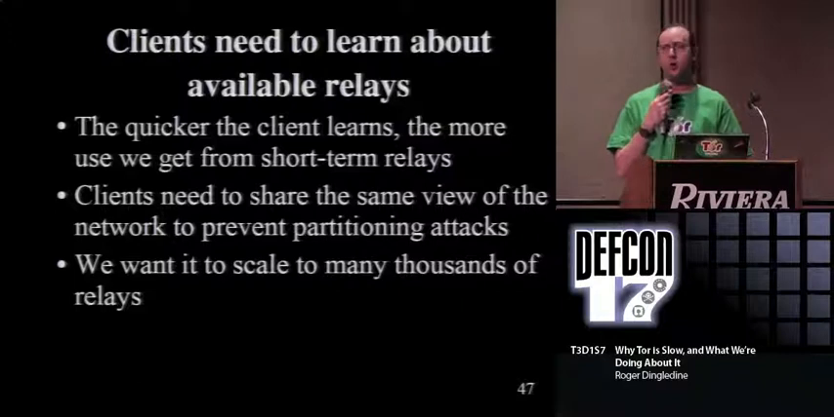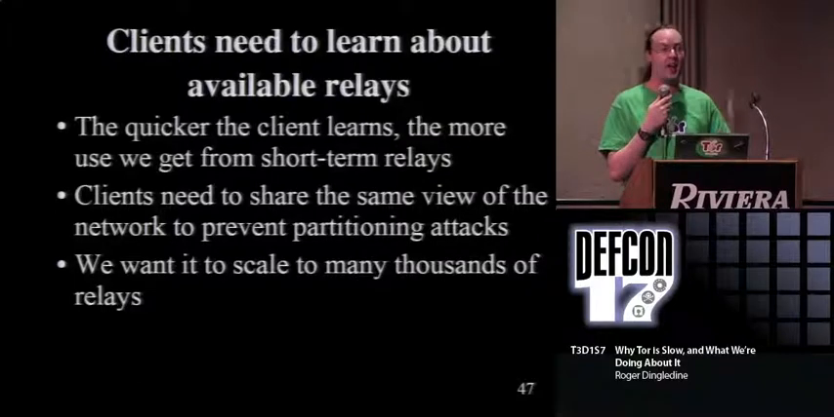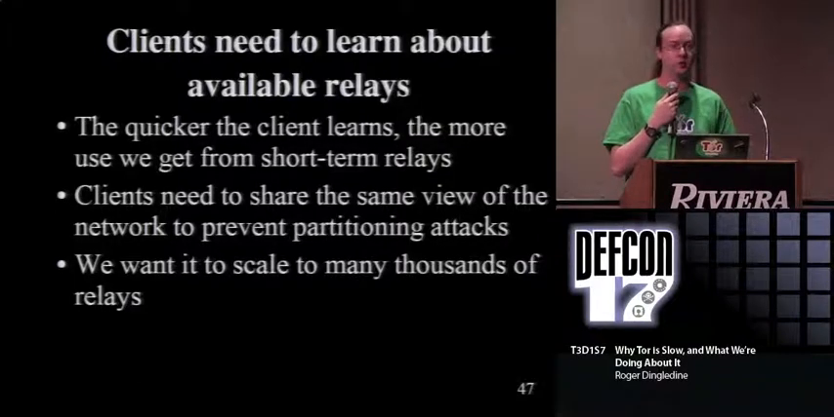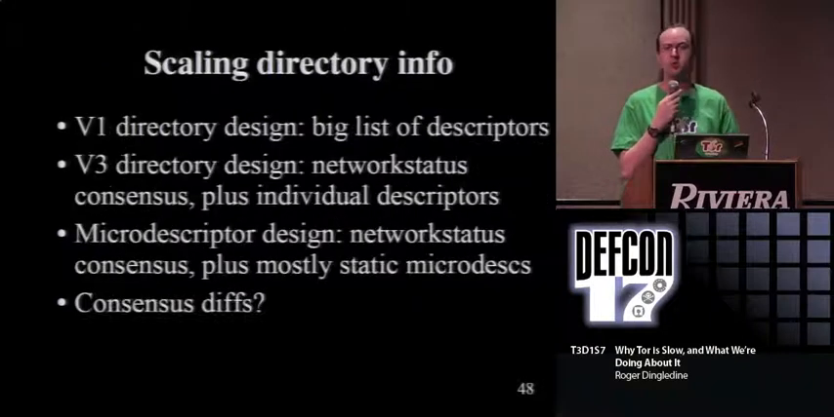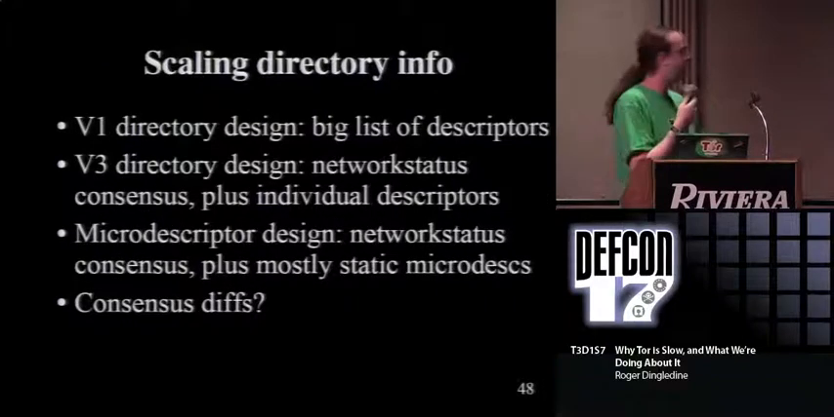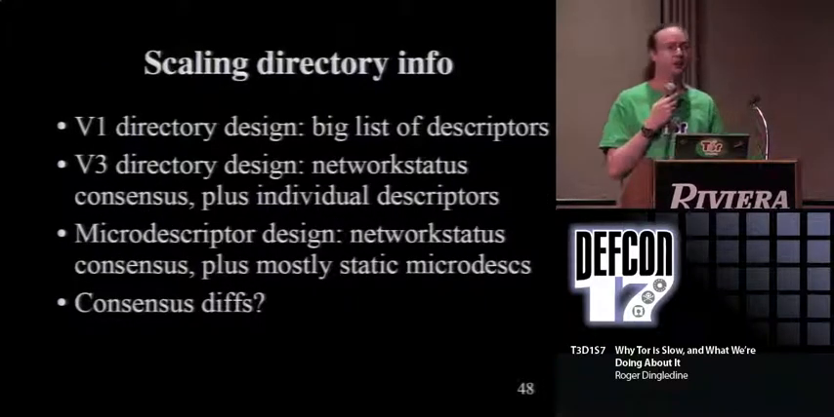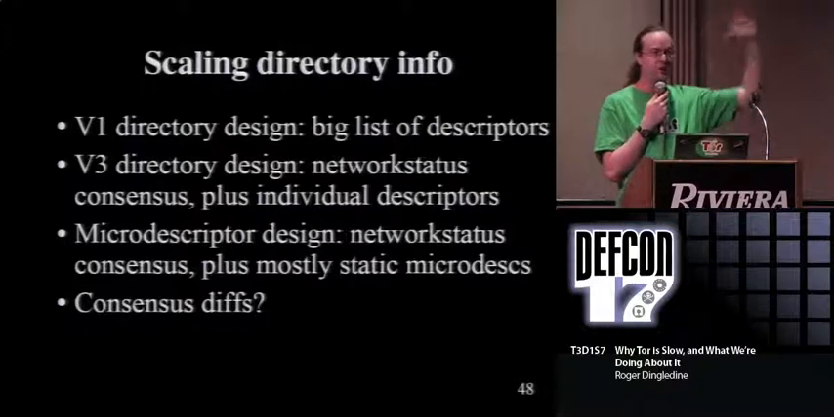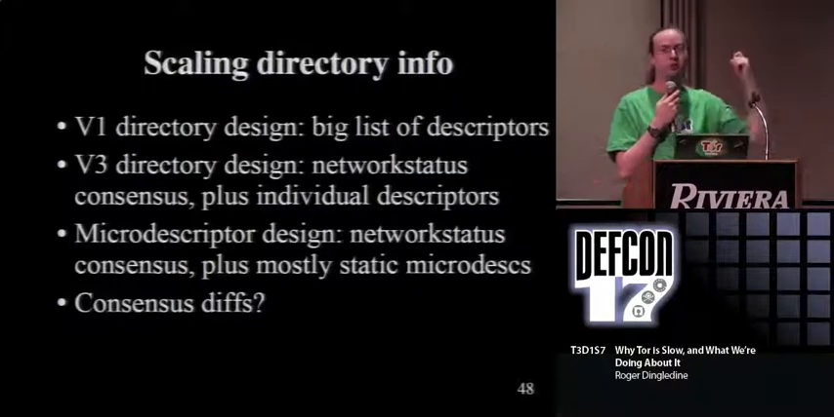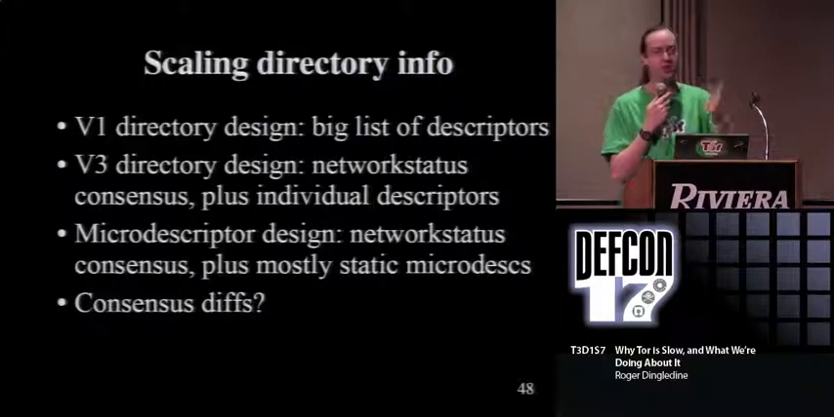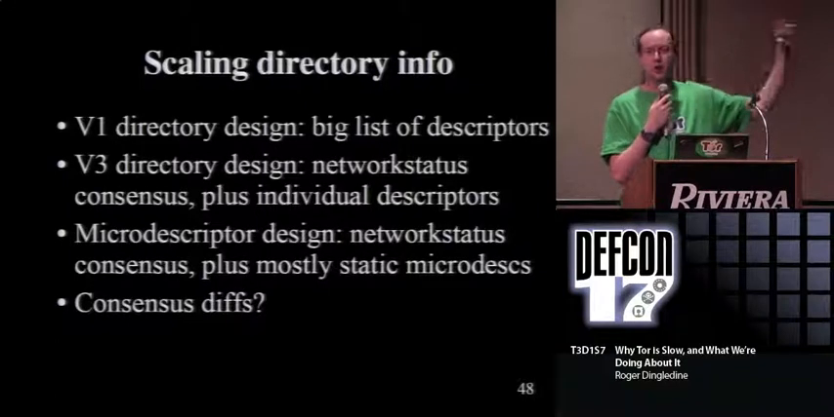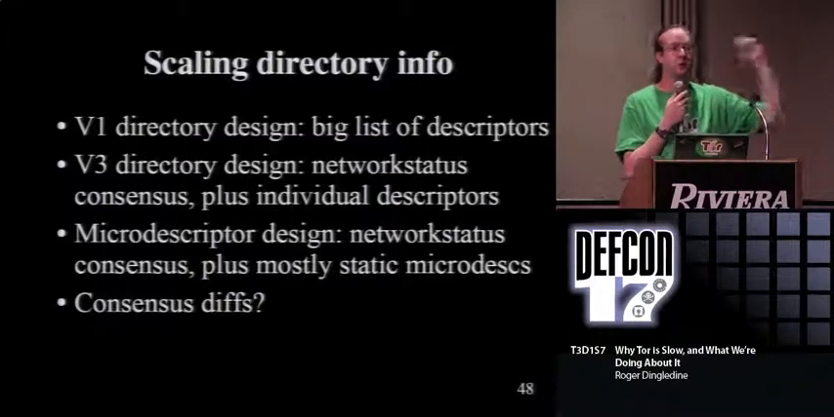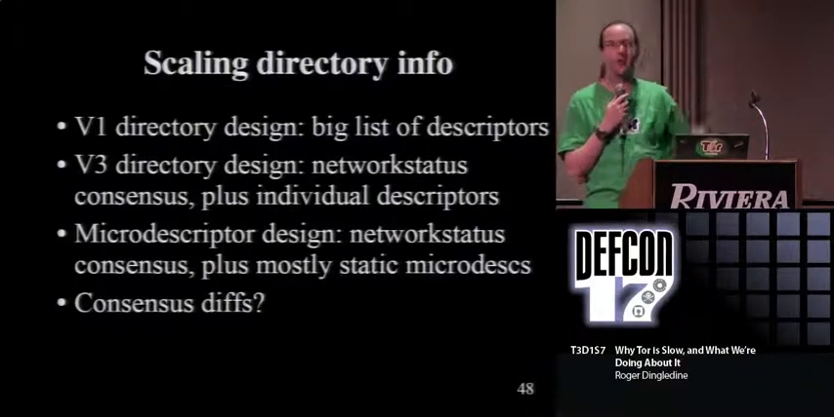And then the third goal is we really want to scale it so that you can have 20,000 or 30,000 relays. So there are a bunch of different approaches we've been using for this over the years. At the very beginning, when we had 50 relays, it was just a big text file. It's a big pile of server descriptors, and each server descriptor says, this is my address and keys and exit policies and so on. And at the top of that big blob was a little summary of, these are the relays that are up, these are the relays that are fast, stuff like that.